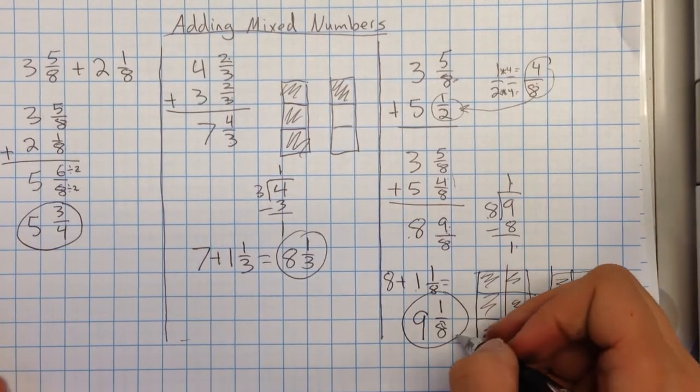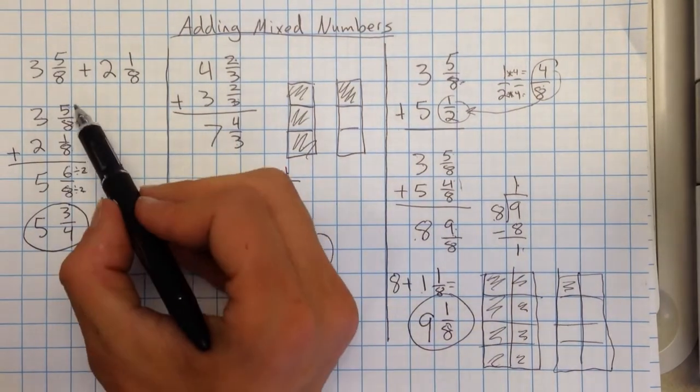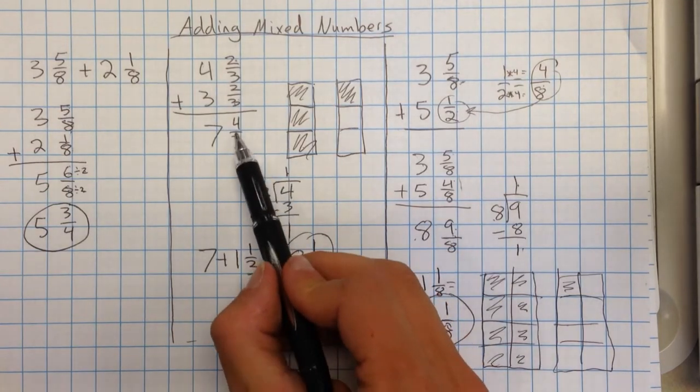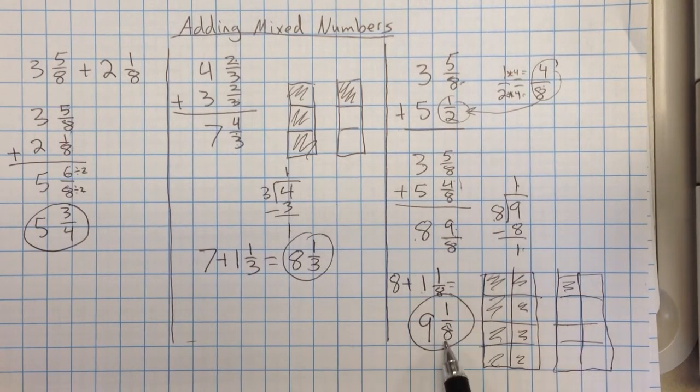So again, the most important things when adding mixed numbers: you want to make sure you have common denominators. I would recommend lining up fractions, and if you end up with an improper fraction, turn that into a mixed number and add the extra whole to how many you had.